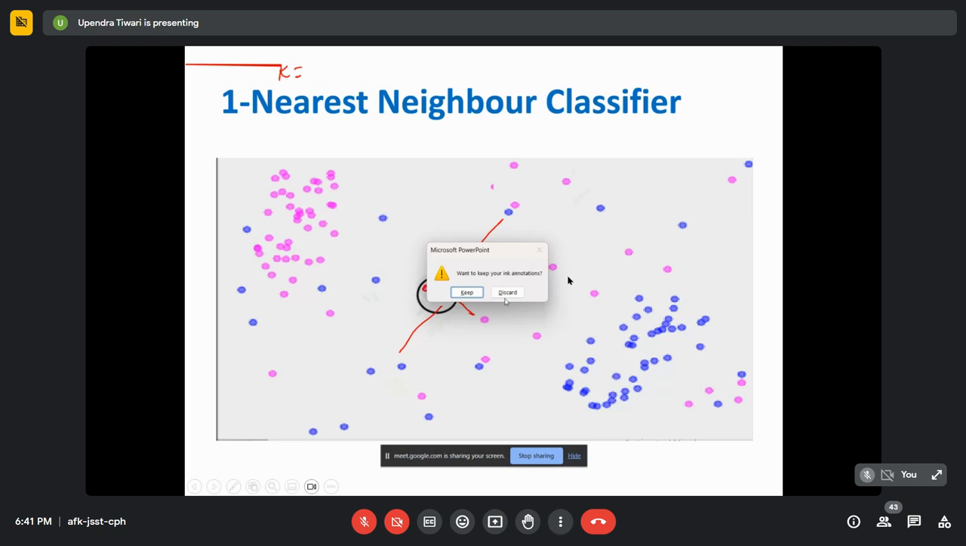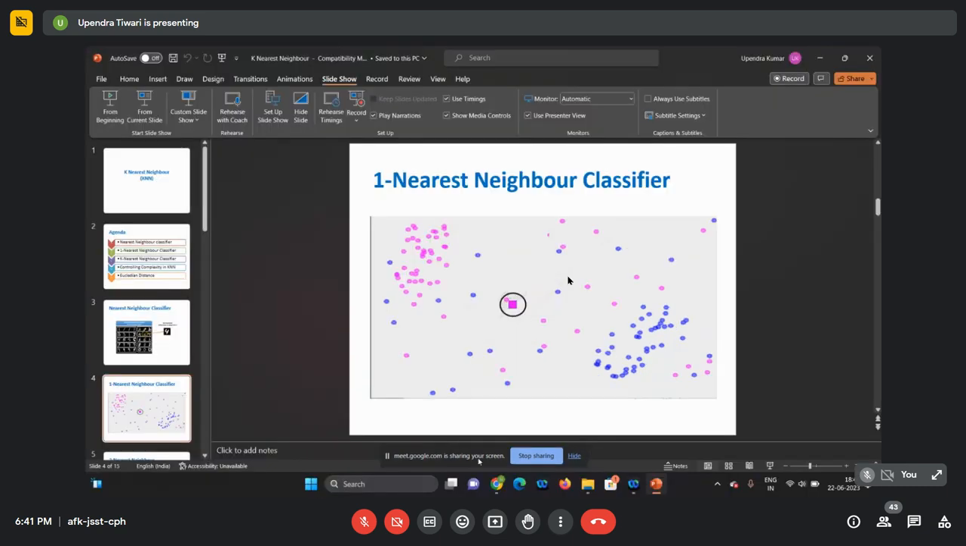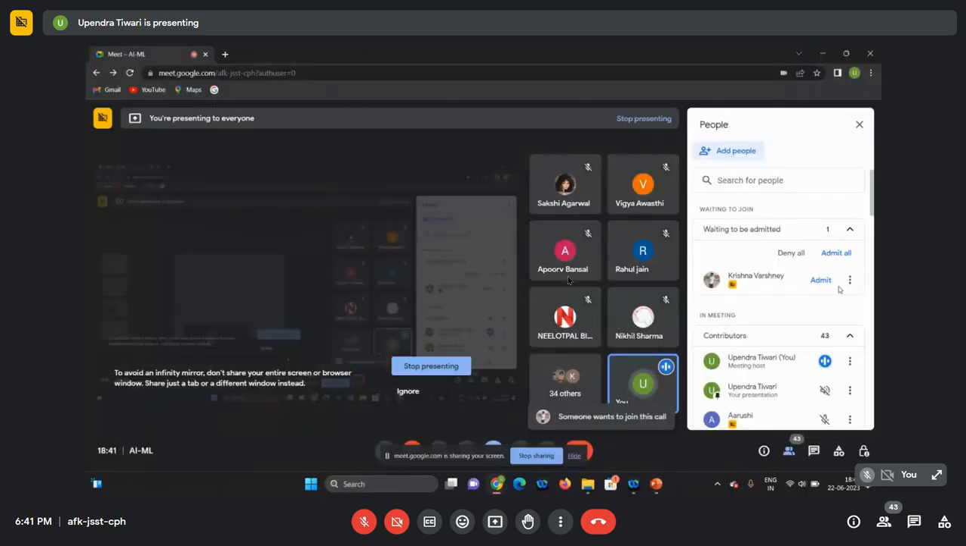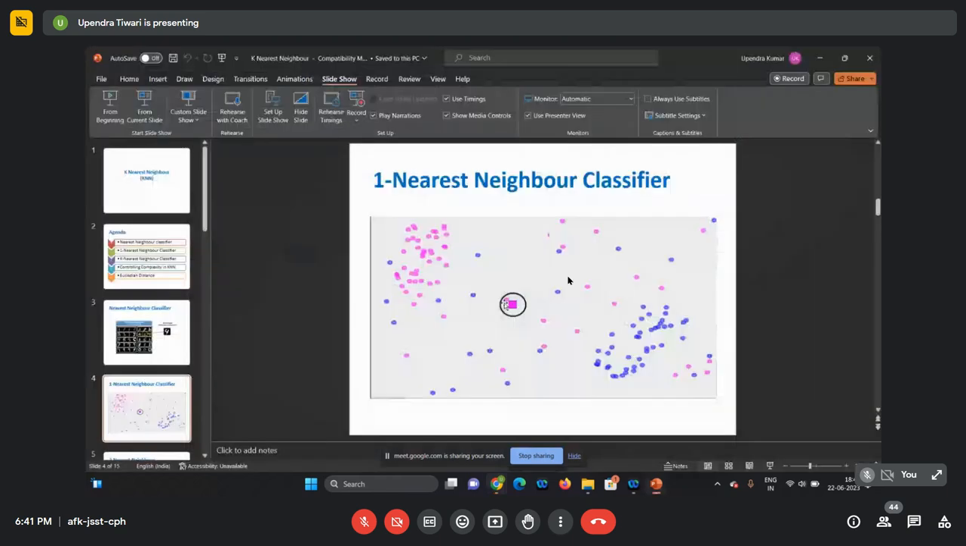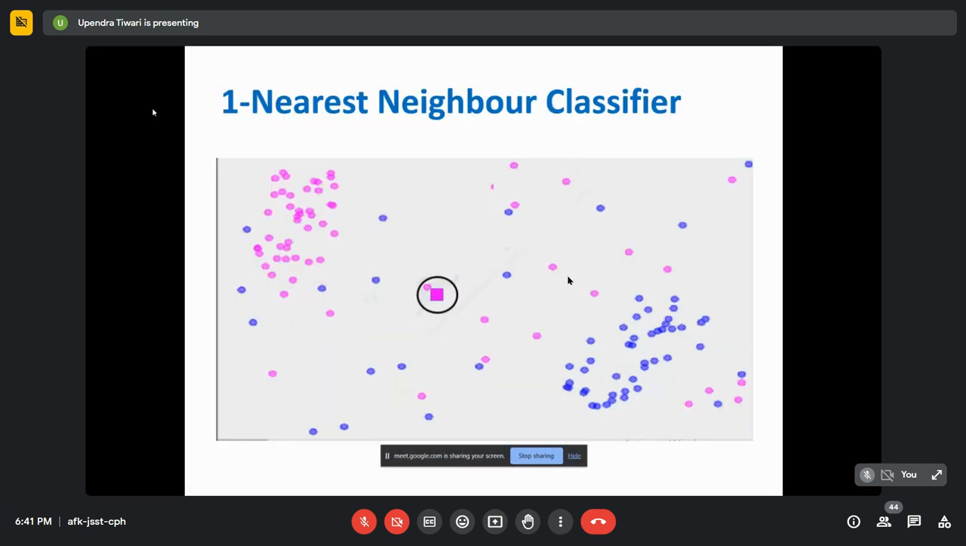So it is called one nearest neighbor. Why one nearest neighbor? Because here we try to find only one data point, which is the nearest neighbor to your input.